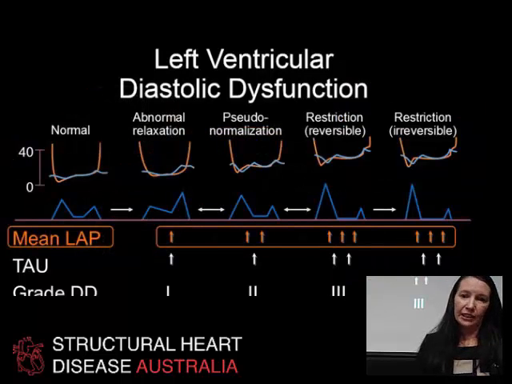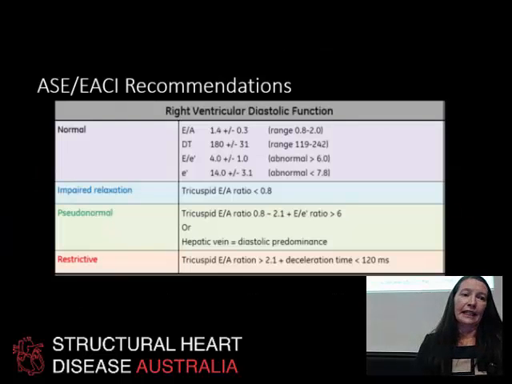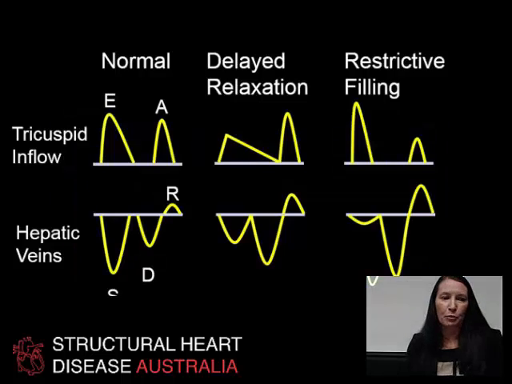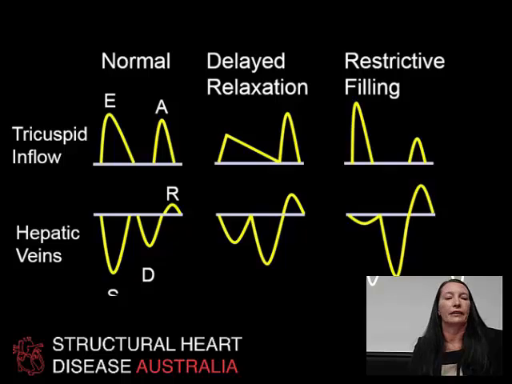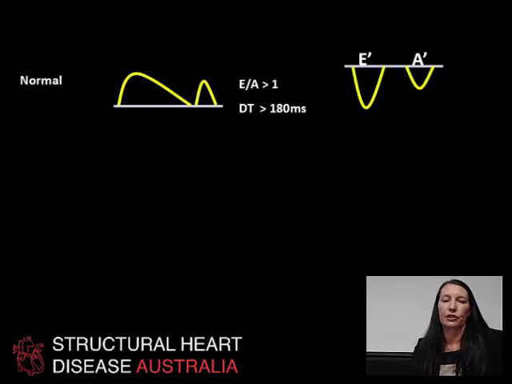So, as we know, left ventricular diastolic dysfunction has certain patterns that we look for, and similarly for the right ventricle, there are normal ranges that are published for these particular tricuspid inflows. Normal, delayed relaxation and restrictive, there's no pseudo-normal in this pattern. And the hepatic veins, as we know, change with increased right atrial pressure and RV compliance. But what we see with respiration can give us a great insight into what the RV relaxation properties are, what the compliance of the ventricle is like, and what the filling reserve is.